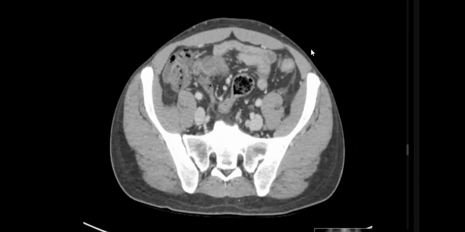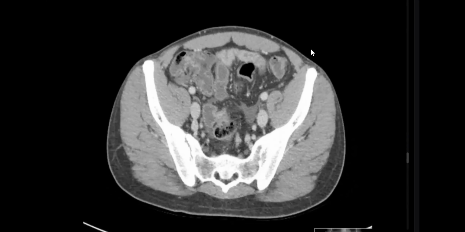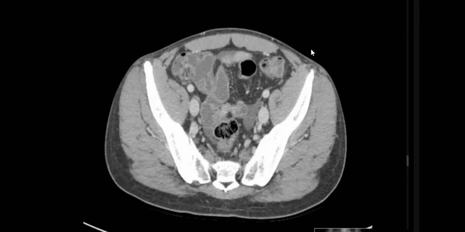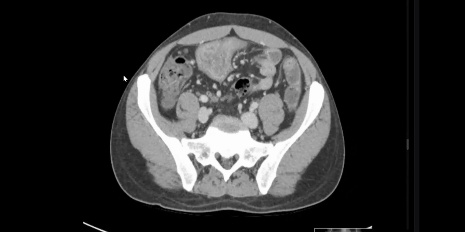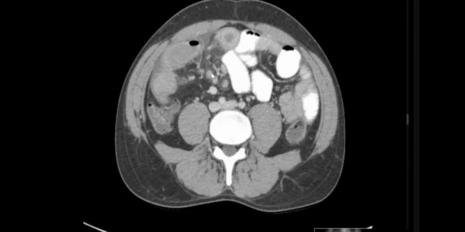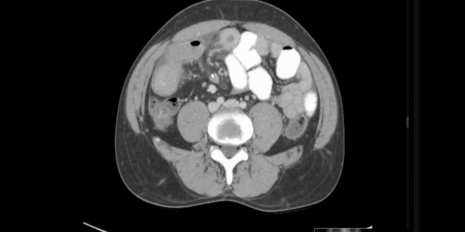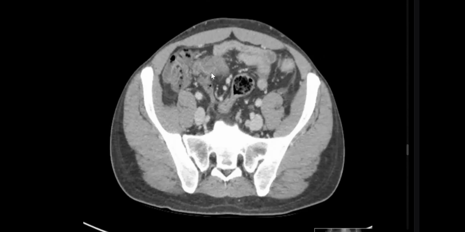The dilated or thickened bowel loop seems to be an ileal bowel loop, mid to terminal ileal bowel loop. Show where. Yes, it is here, the transition somehow is here. The transition showed thickened wall. Good.